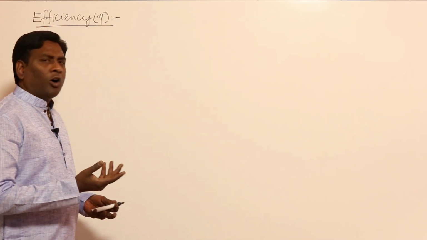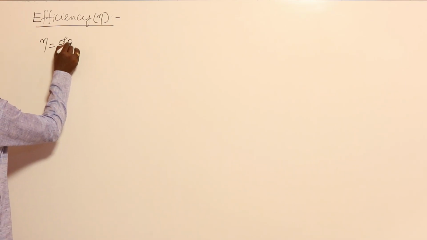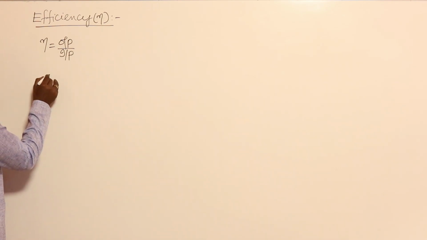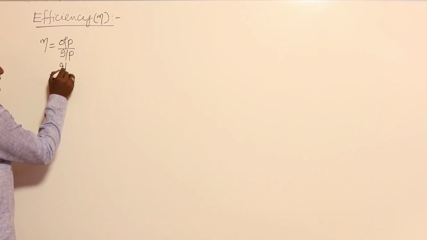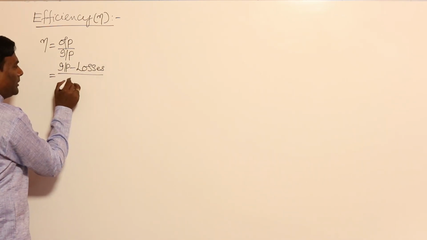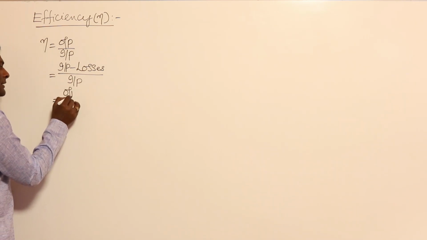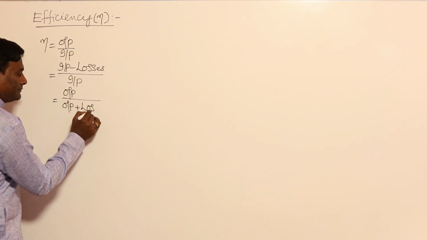In this session, let us see efficiency calculations. What is efficiency? Output by input. So efficiency equals output power divided by input power. Now this can be rewritten as output is nothing but input minus losses. So this can be rewritten as input minus losses divided by input. Or we can rewrite it as output by output plus losses.